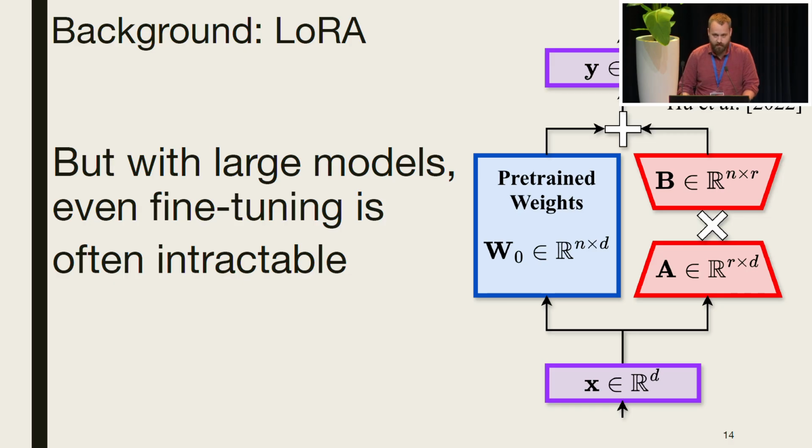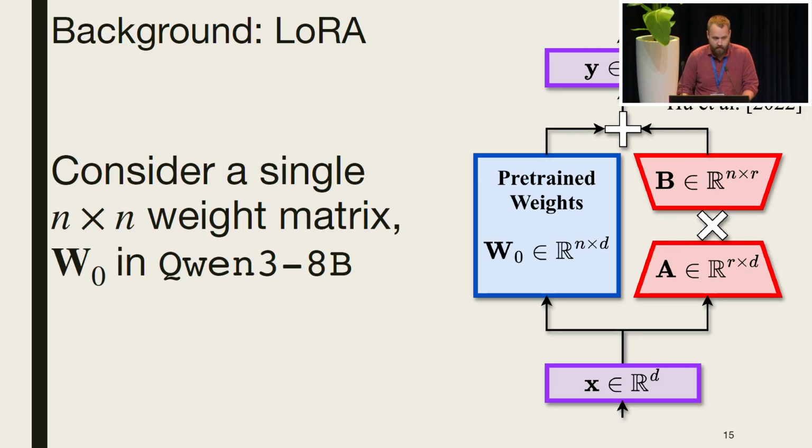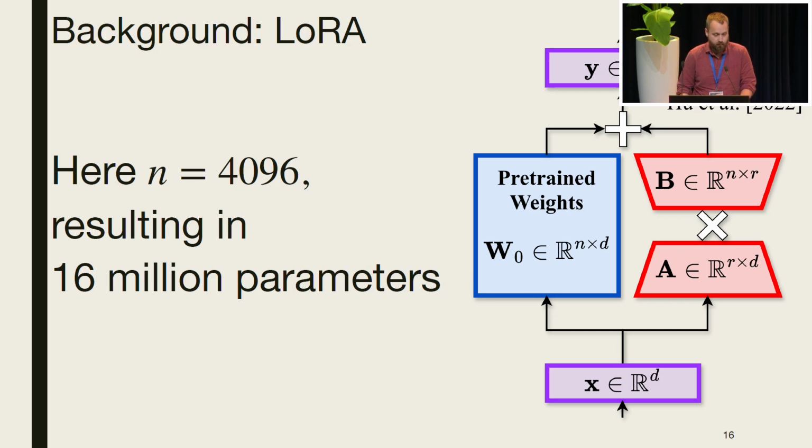But Bayesian deep learning isn't the only field that struggles with this. With these super large models, even fine-tuning is often intractable. So if we think about a single weight matrix in an LLM like Qwen 3 8 billion, which is honestly on the small side for current models, we'll have an n by n weight matrix W. N will be over 4,000 in this case, resulting in 16 million parameters just for a single weight matrix in this model, of which there are thousands.